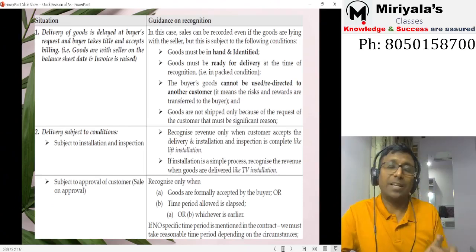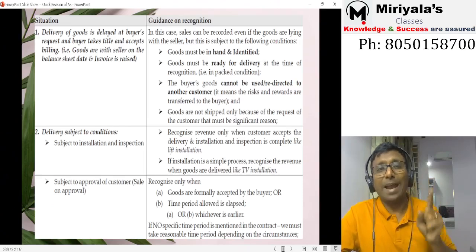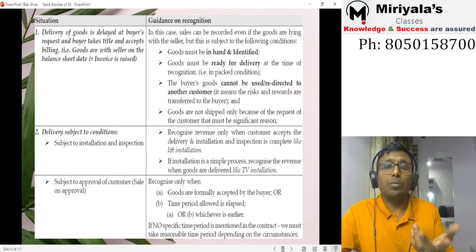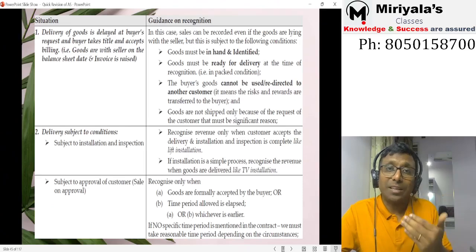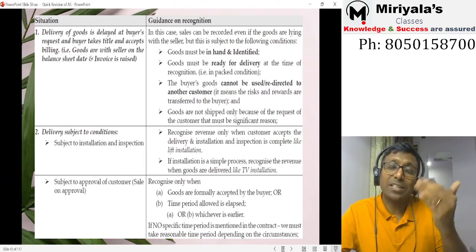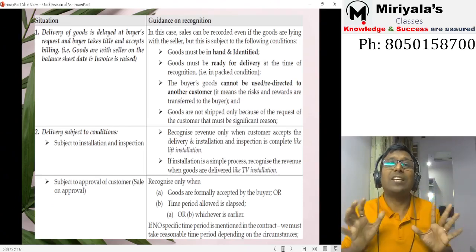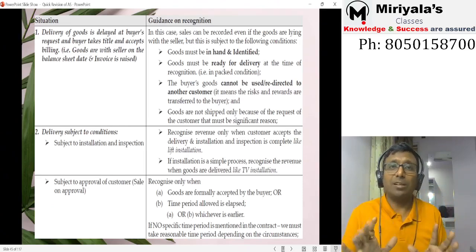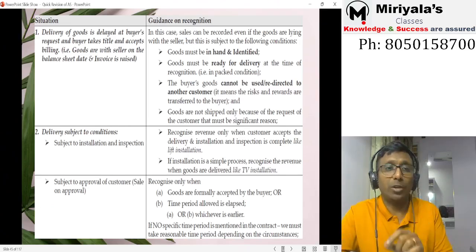First, goods must be in hand, it should be identified, it should be packed and ready to move. Got my point? And the seller should not be able to redirect it, meaning you cannot sell it to another party. You are just like a bailee. Under that circumstance, yes, you will be able to recognize it.